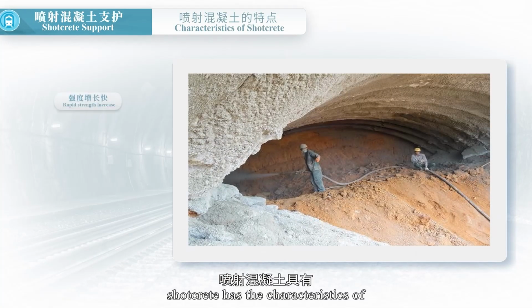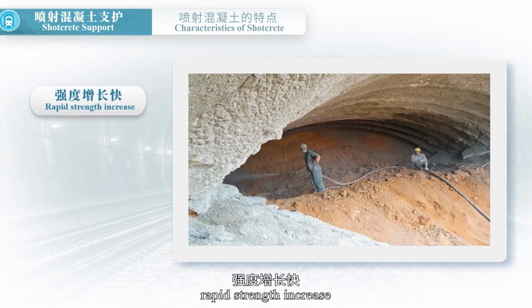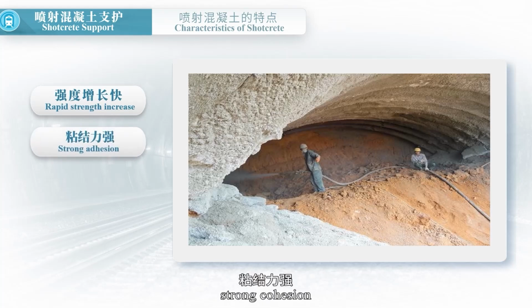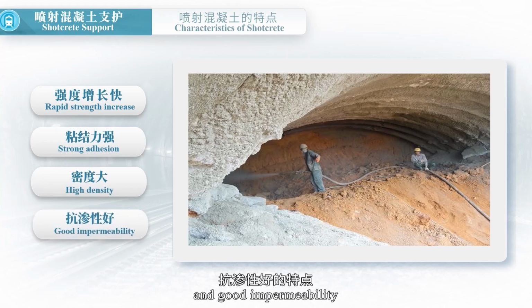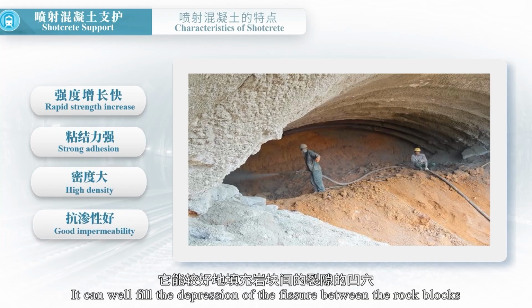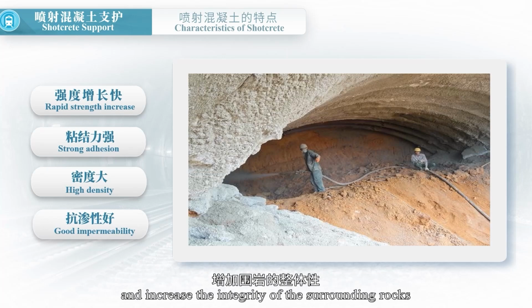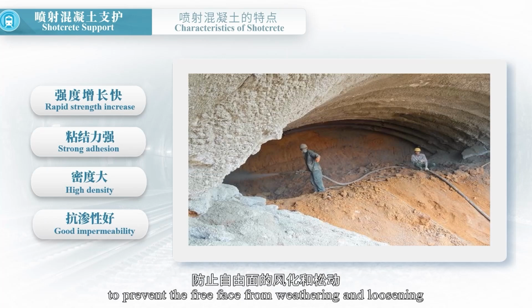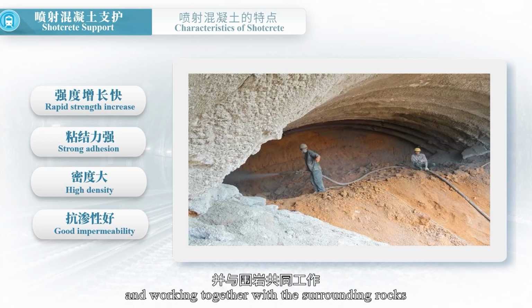First of all, Shotcrete has the characteristics of rapid strength increase, strong cohesion, high density, and good impermeability. It can well fill the depression of the fissure between the rock blocks and increase the integrity of the surrounding rocks to prevent the free face from weathering and loosening and working together with the surrounding rocks.